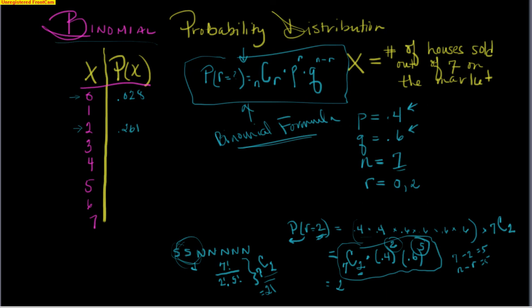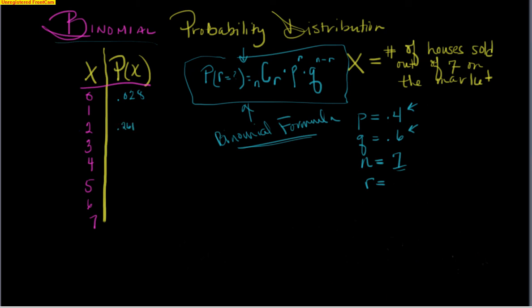All right, so let's try one more. Let's try to find the probability that she would sell exactly 4 houses. Let's try this one right here. So the probability that R will equal 4, we're trying to find out the probability that she will sell exactly 4 houses, is going to equal, and we're just going to use the formula.